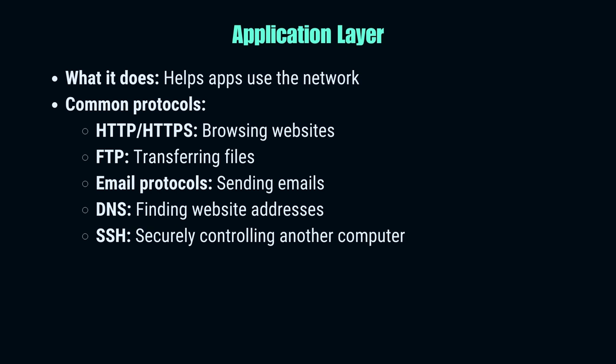Some other important protocols at this layer include SSH for secure remote access, DHCP for automatic IP address assignment, and POP3 and IMAP for receiving emails. Now that we understand how data moves through the network layers, let's take a closer look at how devices are identified on a network with IP addressing.